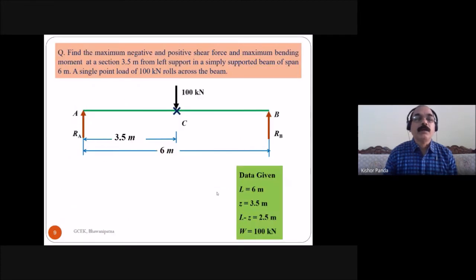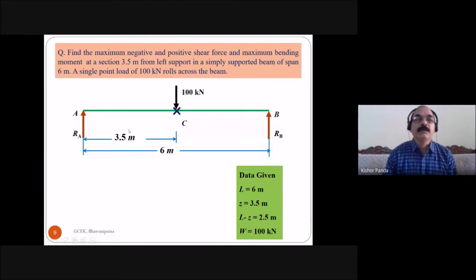So coming to one example, find the maximum negative and positive shear force and maximum bending moment at a section 3.5 meter from left support in a simply supported beam of span 6 meter. A single point load of 100 kilonewton rolls across the beam. So this is the simply supported beam and the span of the beam is 6 meter and the single point load is present at a distance 3.5 meter from the support A.